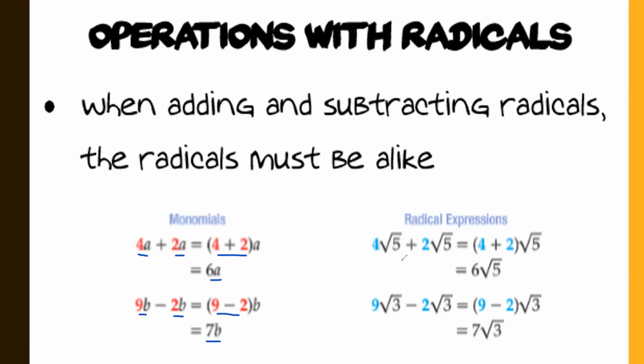Radical expressions are similar. The radicands must match, and we know a radicand is what's underneath the radical sign. So here we have 4 on the square root of 5 and 2 on the square root of 5. It's almost like we're treating the radical and the radicand like a variable. We're bringing it down, and then we're adding the coefficients 4 and 2. Same thing with subtraction. So let's get started with some examples.